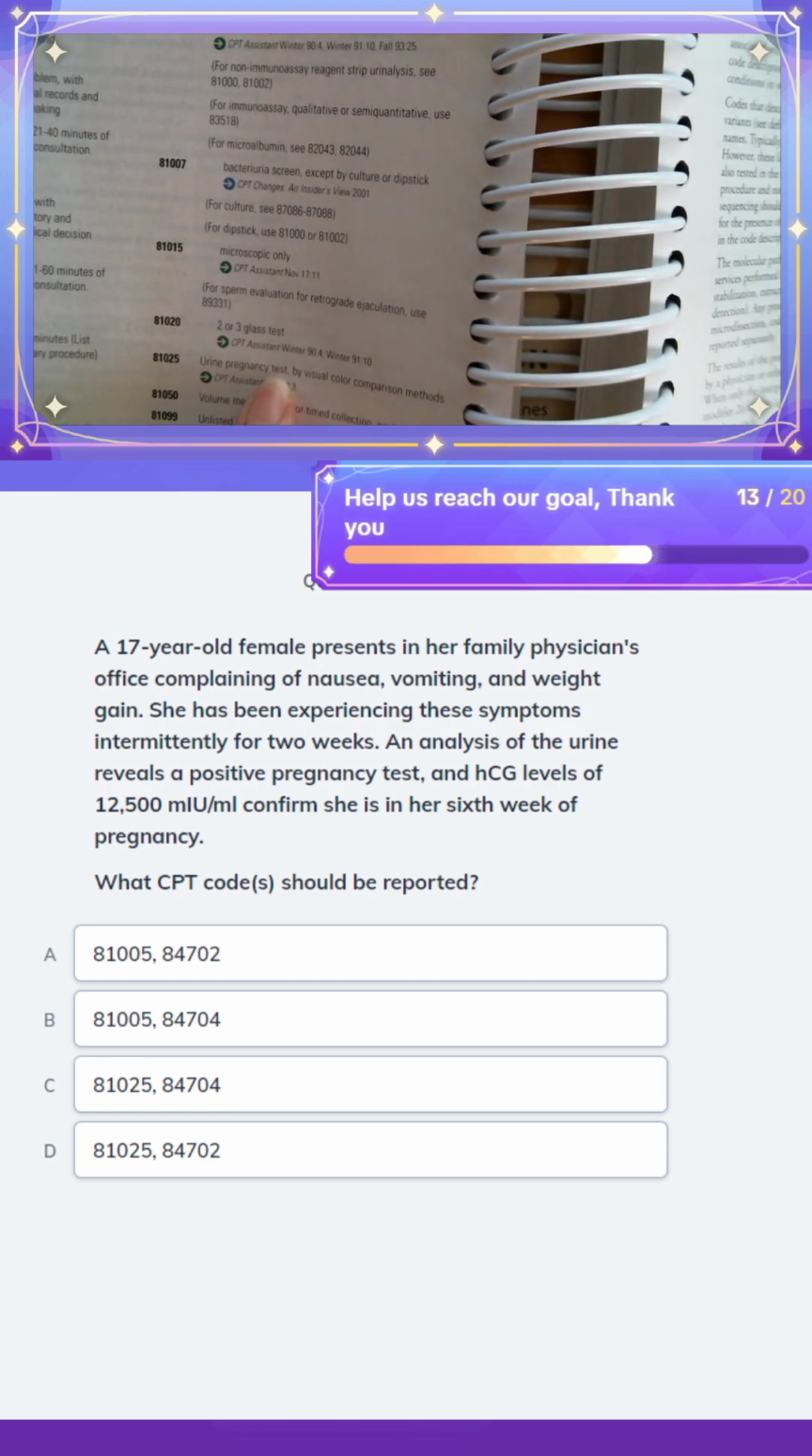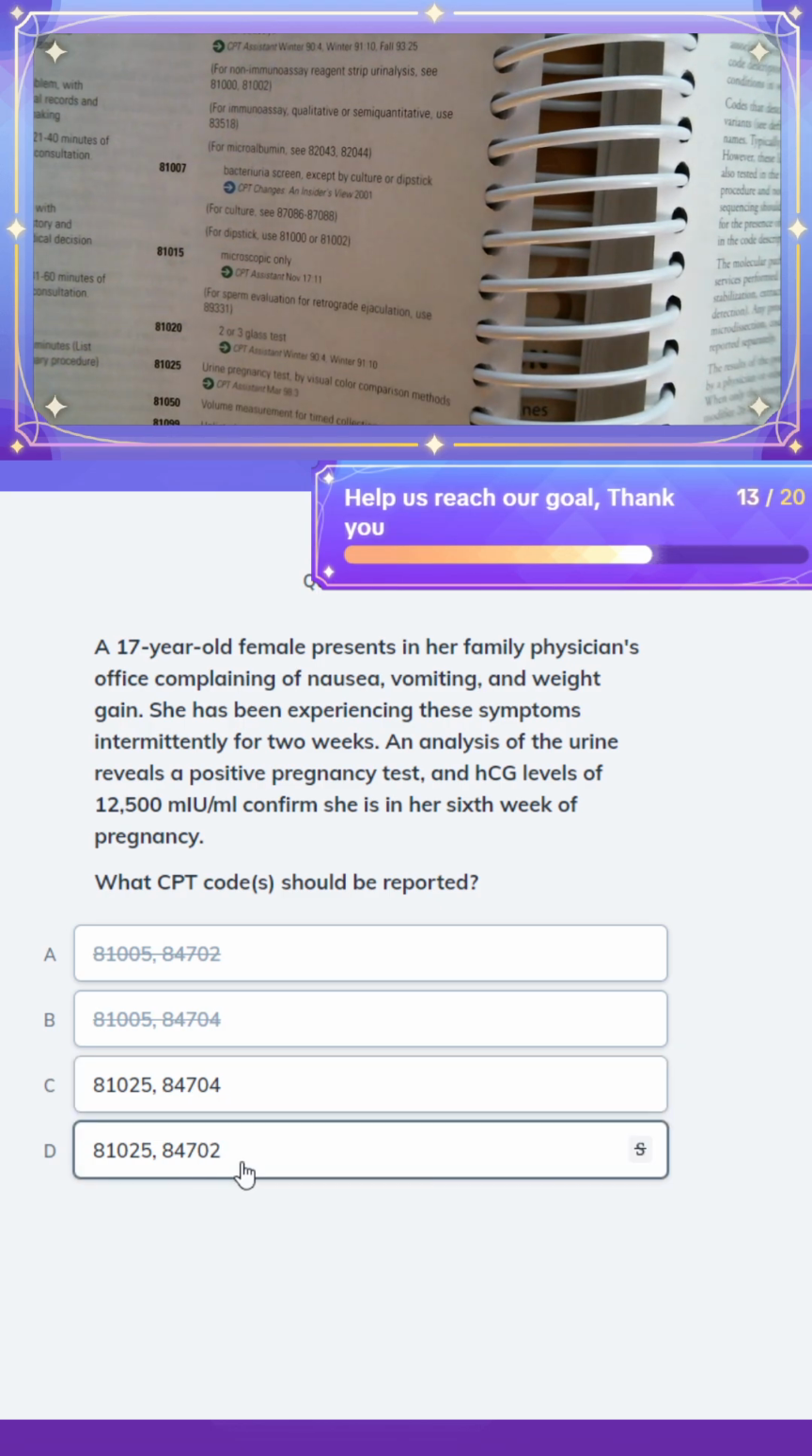So we can look through our question quickly and we can get rid of probably A and B because we did not do a urinalysis. We did a urine pregnancy. So that gets us down to just C and D as possible answers. Then we just need to look up our differences between the 84704 and the 02.